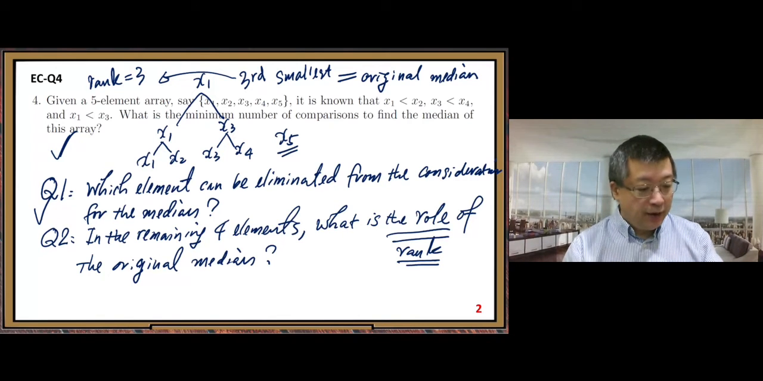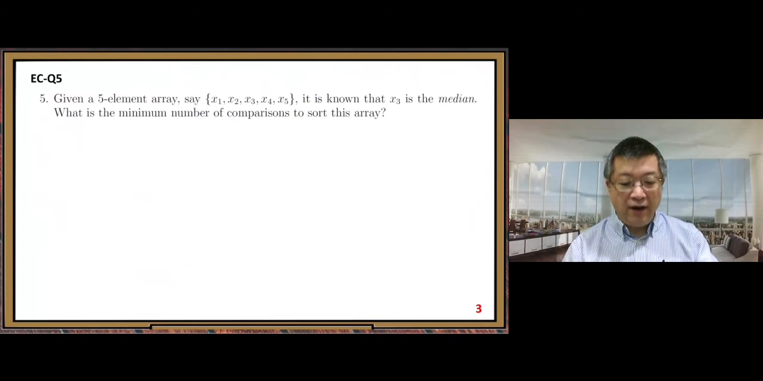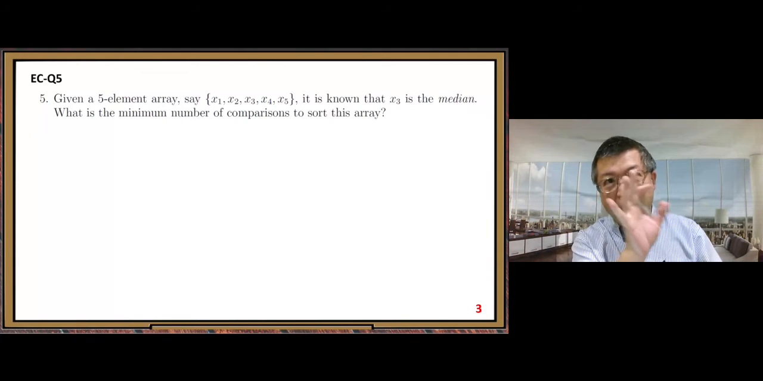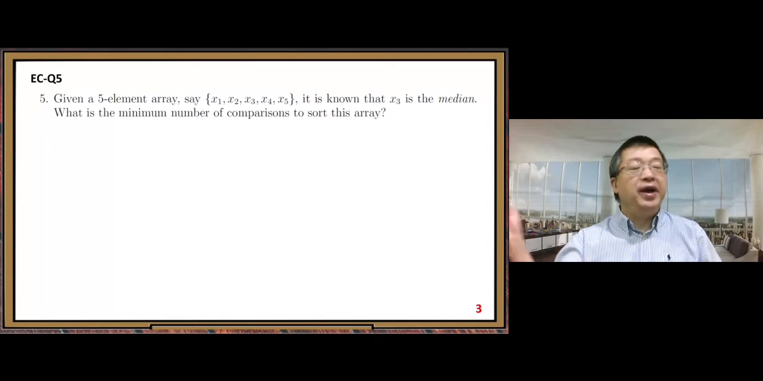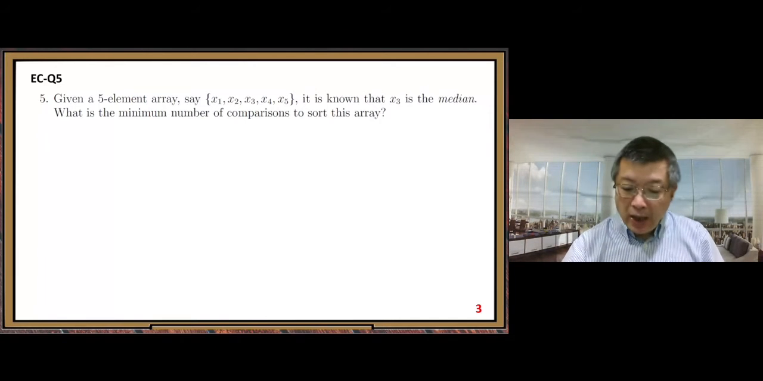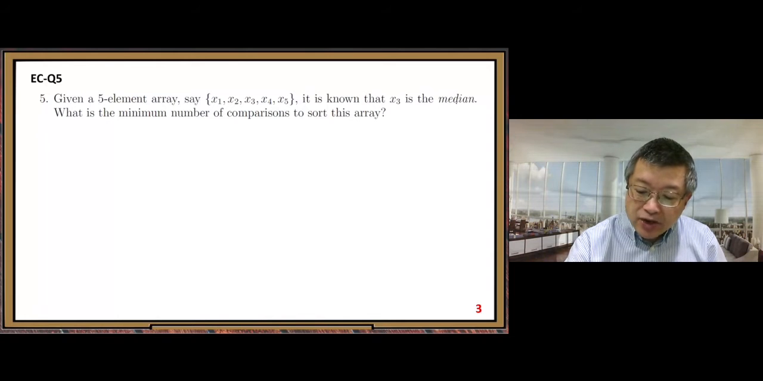All right. The last question, question number 5. This one, I want to give you comments on. A 5-element array, and we know x3 is the median. That information is given. Median, right?